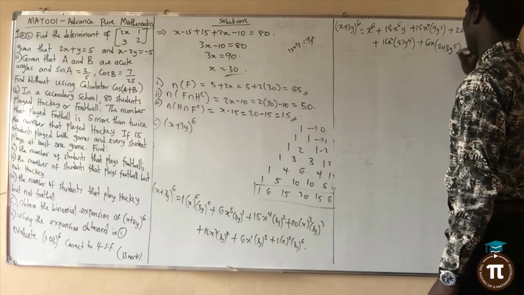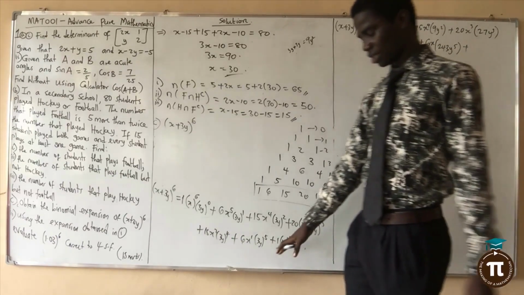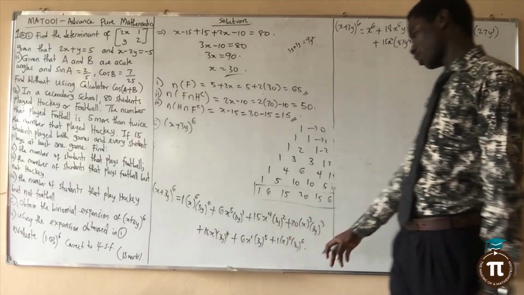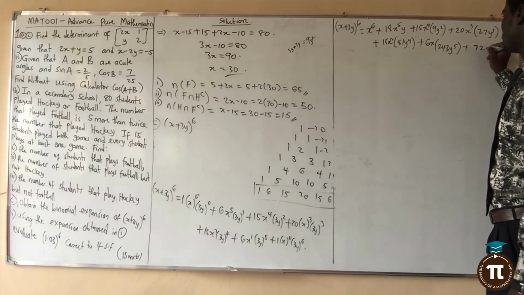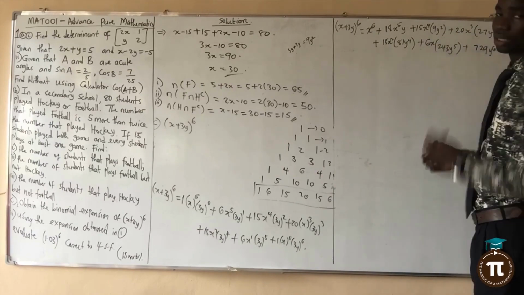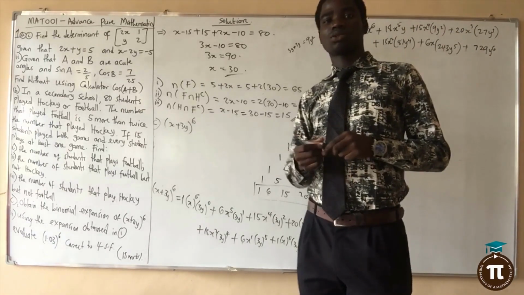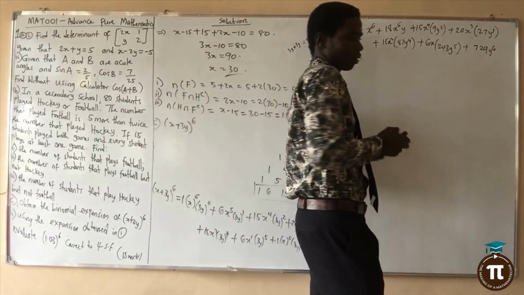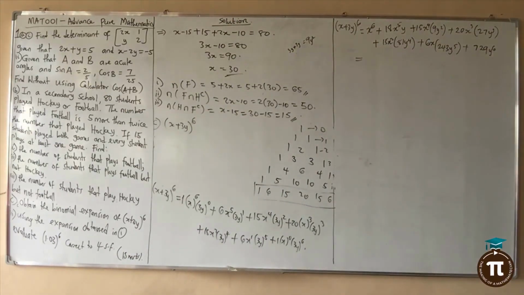y raised to the power 5, plus the next one, anything raised to the power of 0 is 1, so 1 times 1 is 1. Then you have 729y raised to the power 6. You can actually use your calculator to get all these things. So the last thing to do, you just use your calculator to multiply, and when you multiply that, what do you get? I just want to write it out.